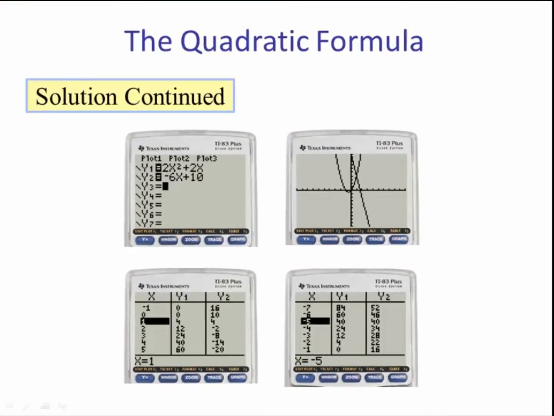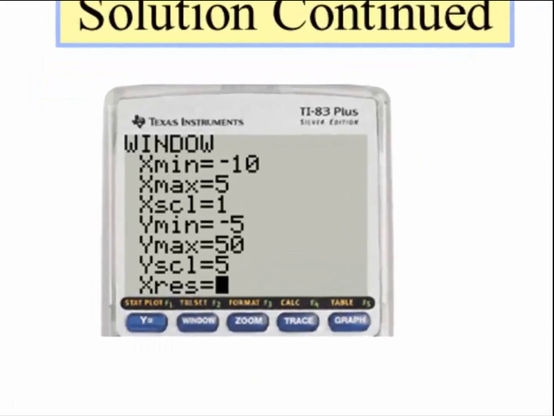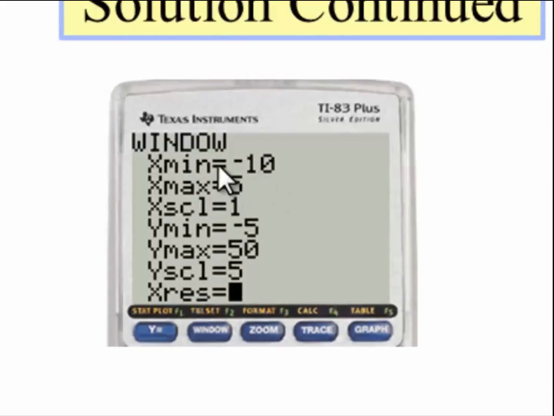If we want to look at this graphically, pressing window, we will put the x-min and x-max at negative 10 to 5 because we know the points of intersection are at negative 5 and positive 1. So this gives us room on the x-axis to see both x-coordinates. For the y-min and y-max, the y-min will be negative 5, so I can see the x-axis, and the y-max will be 50 because from the table I saw a value of 40 for the y, and then we'll count by 5s on the y.